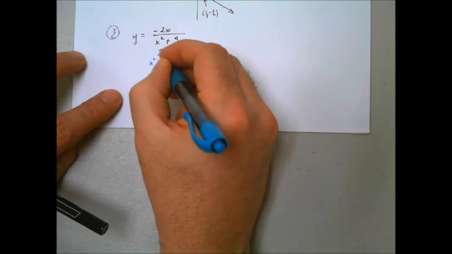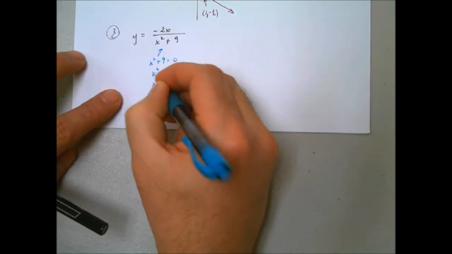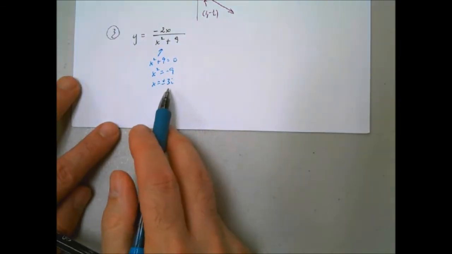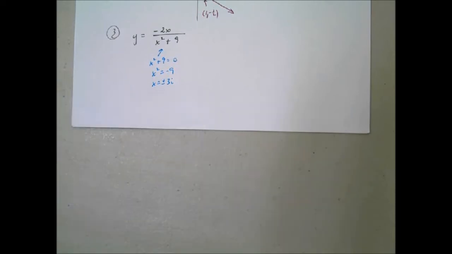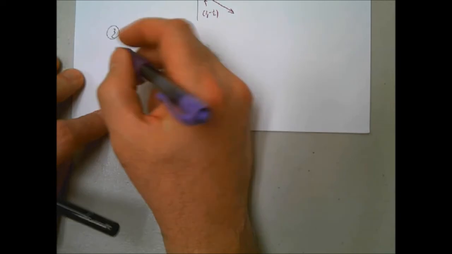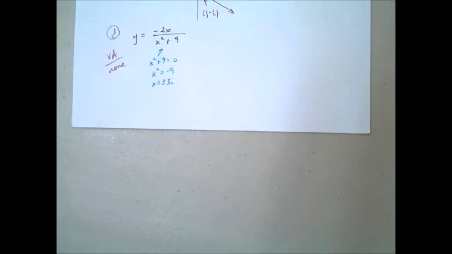If I set that equal to 0, wouldn't we get x squared equals negative 9, so x equals plus or minus 3i? Those aren't real zeros, are they? So vertical asymptotes are only where the real zeros are. There are no real zeros for the denominator. Therefore, there are no vertical asymptotes for this function.